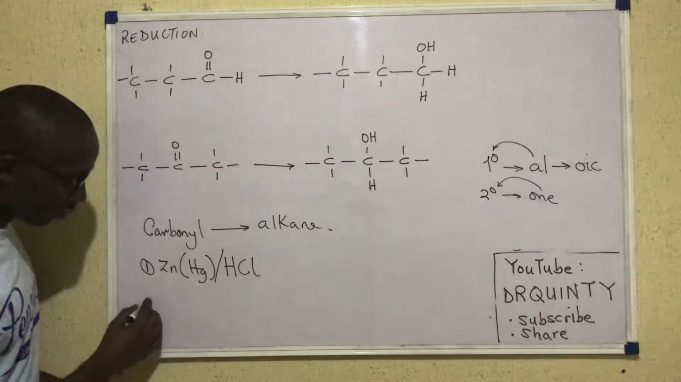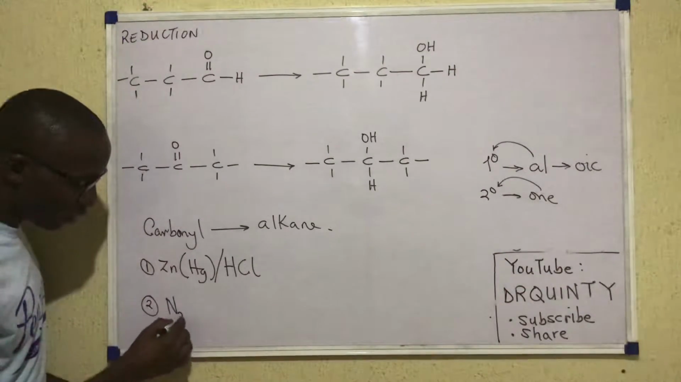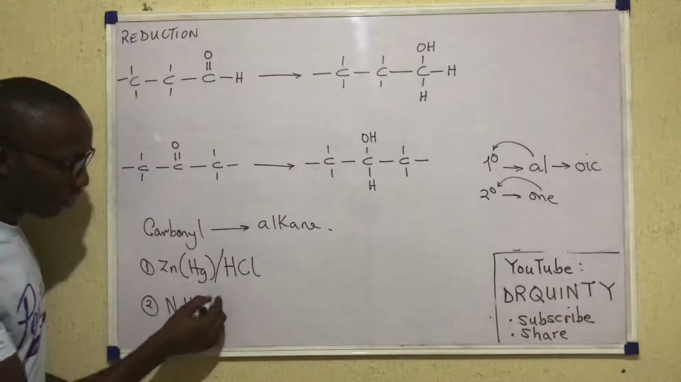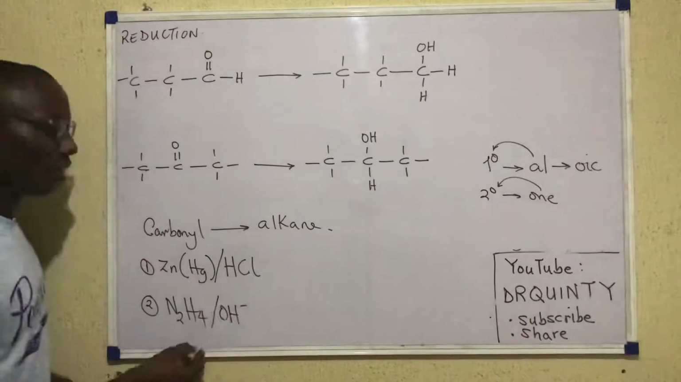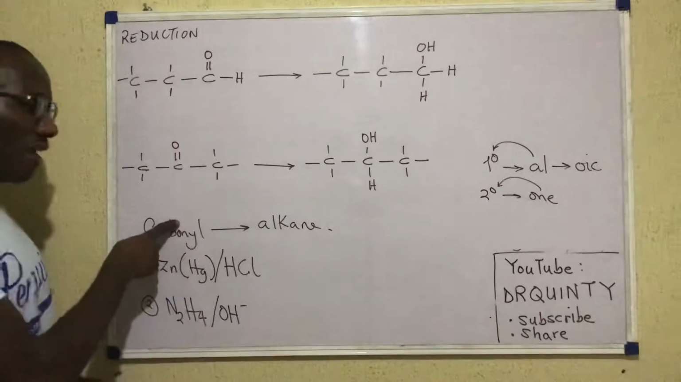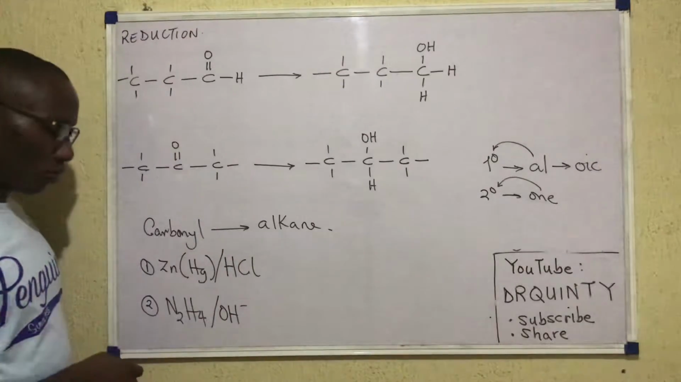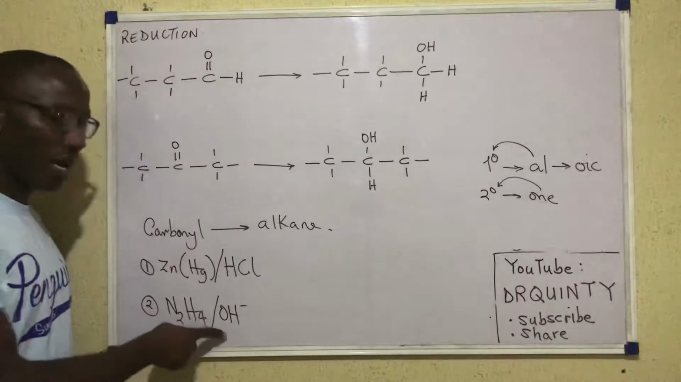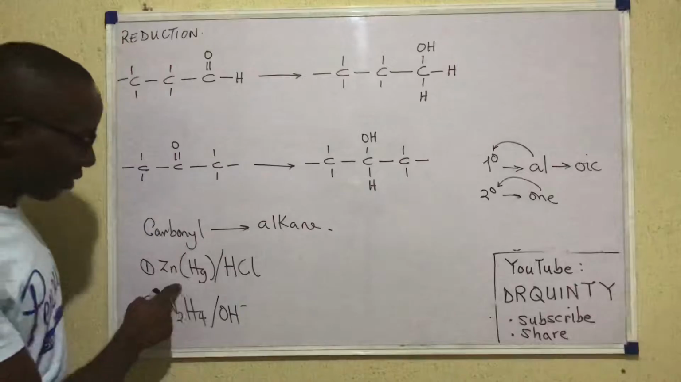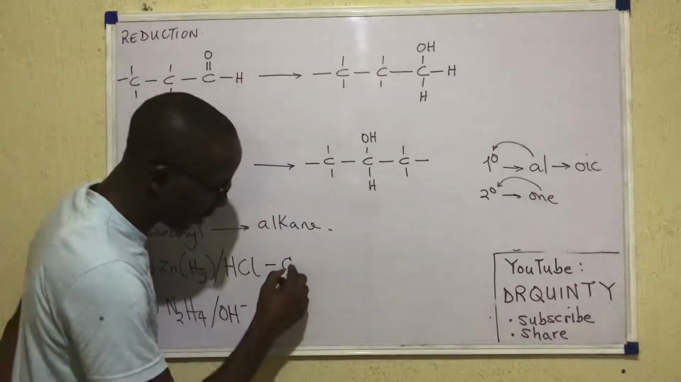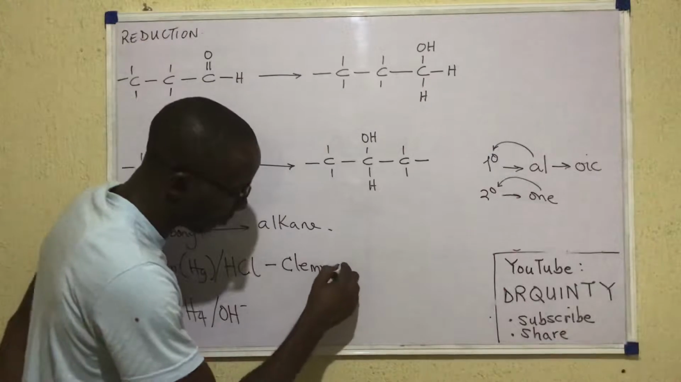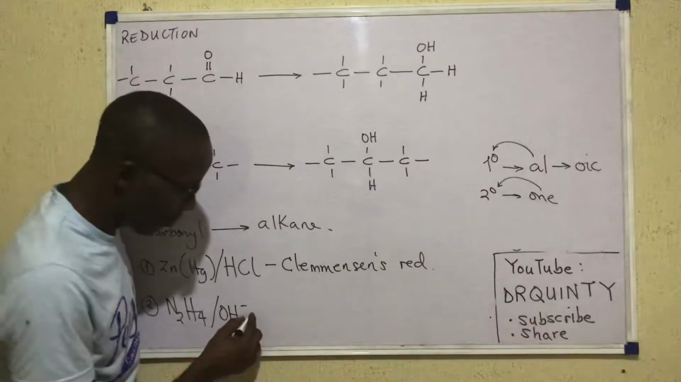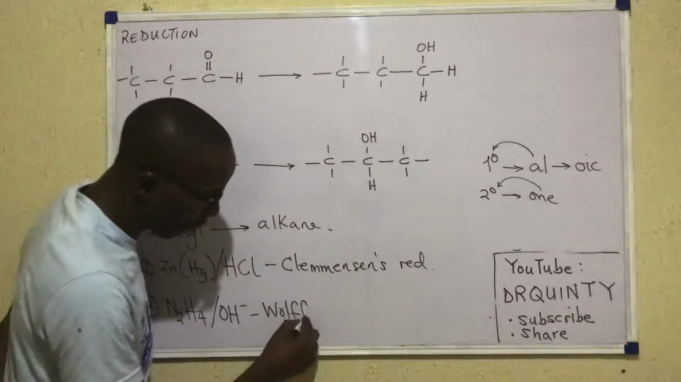Then your second option will be to use N2H4, which we saw in the first carbonyl video as hydrazine. You could use it along with base. So to convert carbonyls directly into alkane, I said we could use amalgamated zinc and acid, or we use hydrazine and base. When we use amalgamated zinc and acid, we call the reaction Clemmensen's reduction. That's the Clemmensen's reduction. But when we use hydrazine in base, we call the reaction the Wolff-Kishner reaction.